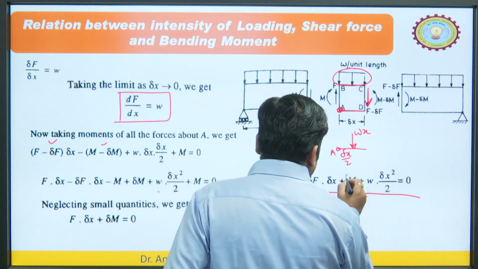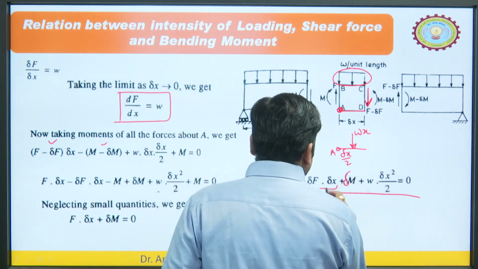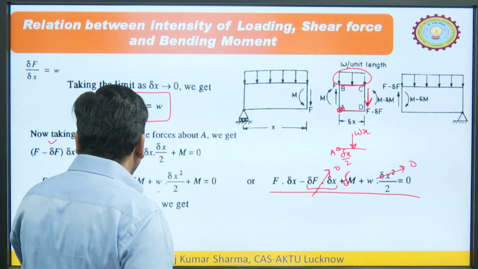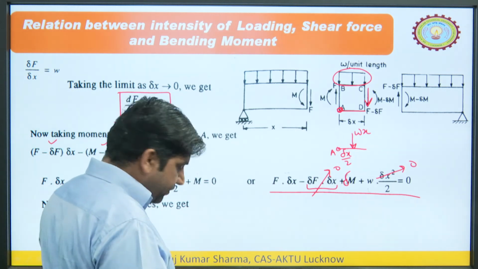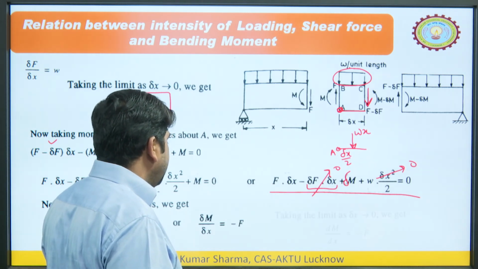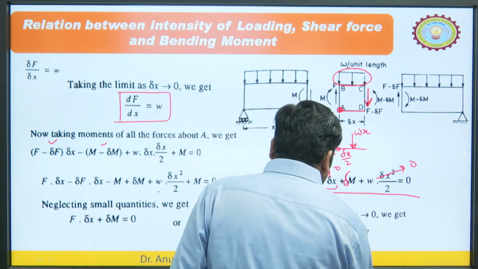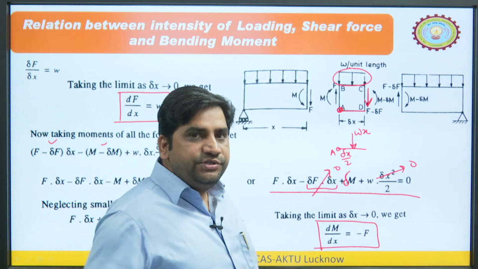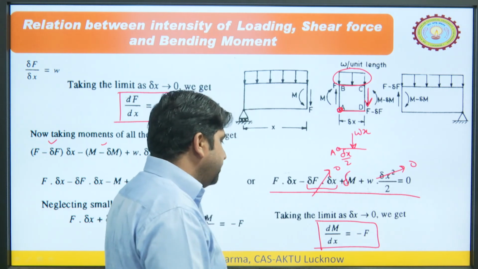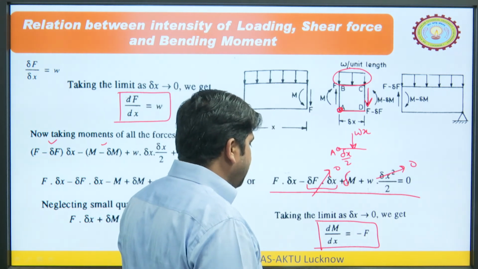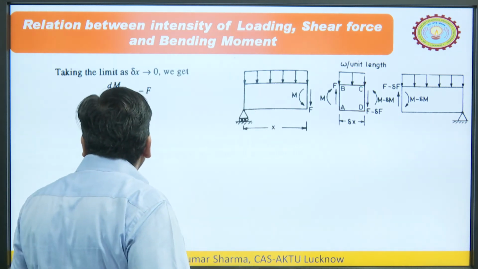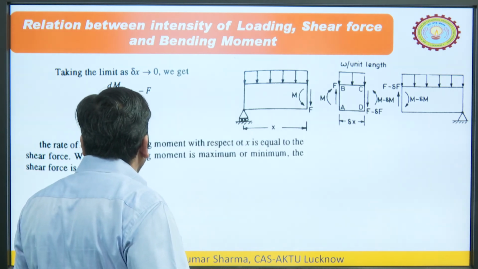So this is delta M. The delta F term is again very small, so you can neglect it. We get F into delta x plus delta M equals 0. Now delta M upon delta x is equal to minus F. Put the limit tending to 0 and we get this expression. When you differentiate the bending moment with respect to x, you get the minus of the shear force. The negative sign indicates that the relation between the bending moment and the shear force is negative. So dM by dx is equal to minus F.